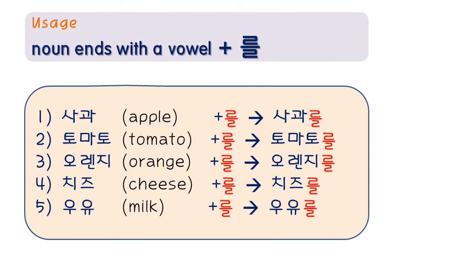Okay, so here are the nouns that we looked at, so you can memorize them at home and you can practice whether to add 을 or 를: 사과를, 토마토를, 오렌지를, 치즈를, 우유를.